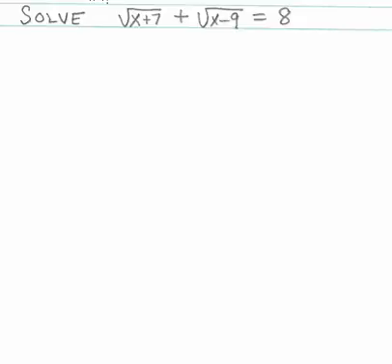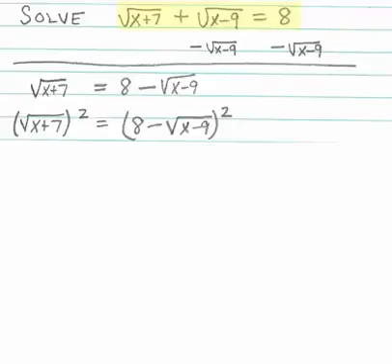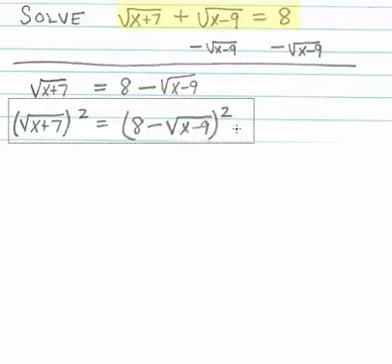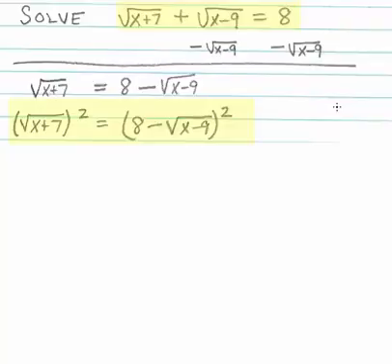The square root of x plus 7 plus the square root of x minus 9 equals 8. To solve such an equation, your first step is to get one radical all by itself and then square both sides to get rid of that one radical. So that's what we do. We subtract the square root of x minus 9 from both sides and get the square root of x plus 7 by itself. Then we square both sides and make sure to quantity square the right side.